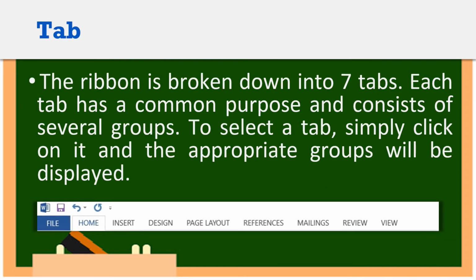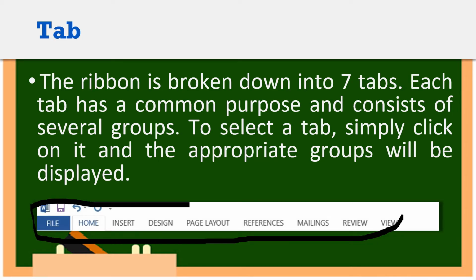Tab. The ribbon is broken down into 7 tabs by default. Each tab has a common purpose and consists of several groups. To select a tab, simply click on it and the appropriate groups will be displayed. So this is the tab that we are talking about. Once we click this, it will display the command groups, either for insert, and we can see many more commands that are also grouped.